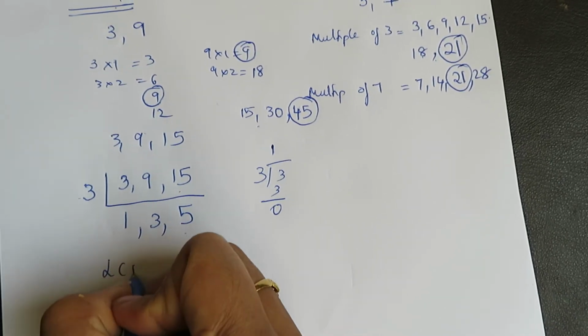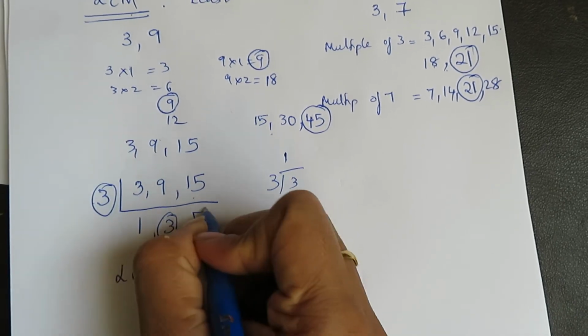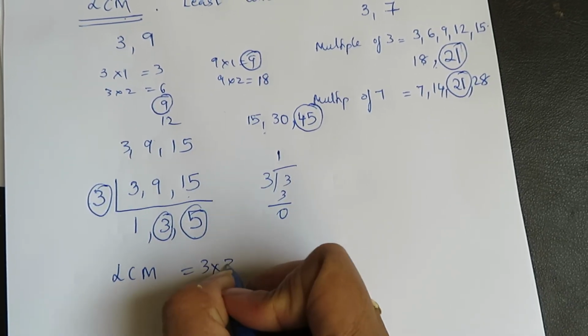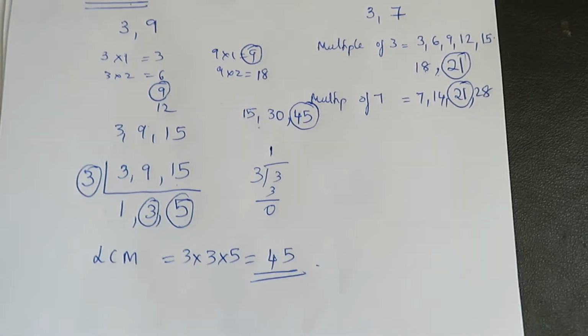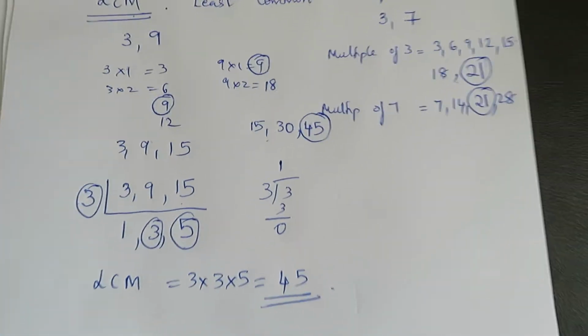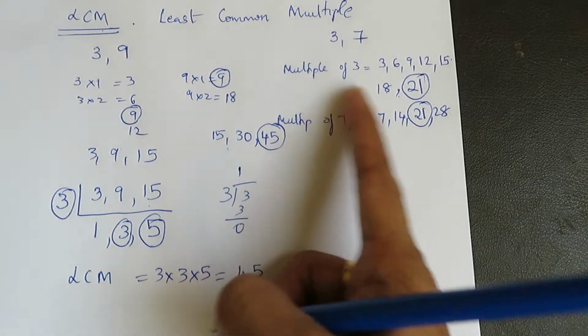To find the LCM, what do you do? You multiply all these numbers. That is 3 into 3 into 5. You will see that it gives you the answer 45. Okay, that's another way to find the LCM instead of doing all this.